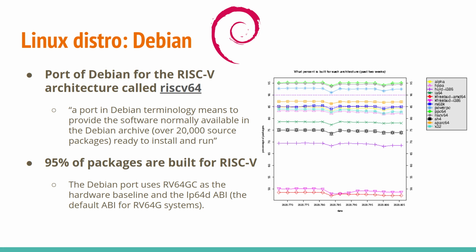Debian also has a port for the RISC-V architecture. And Debian is known for their massive collection of packages, and right now 95% of those packages are being built for RISC-V.